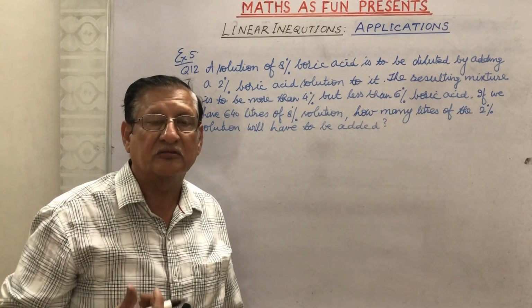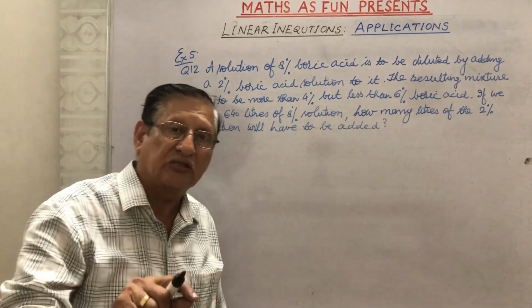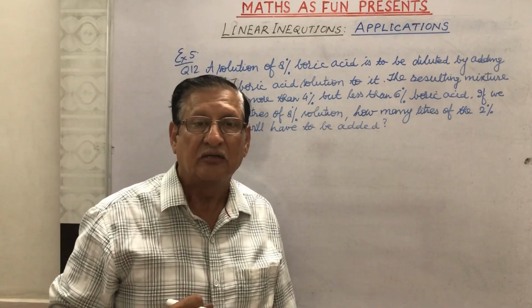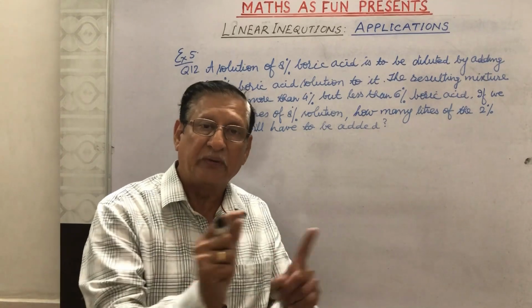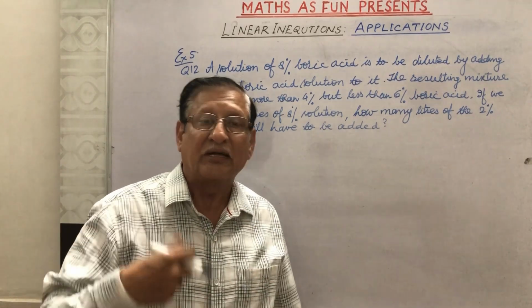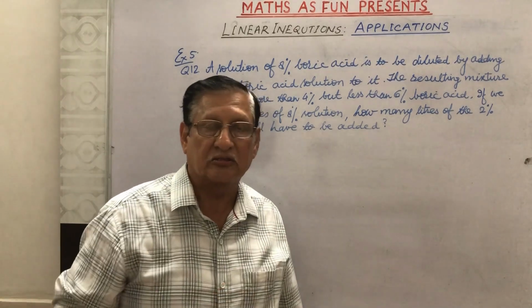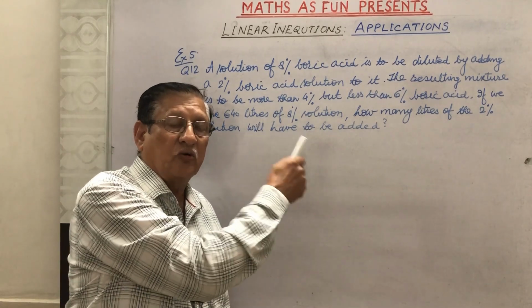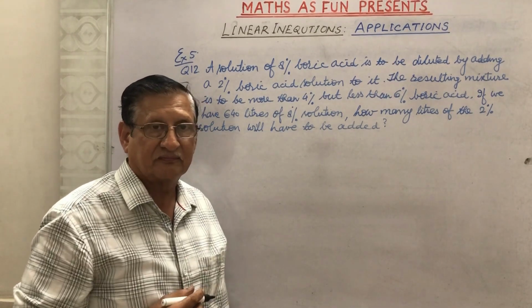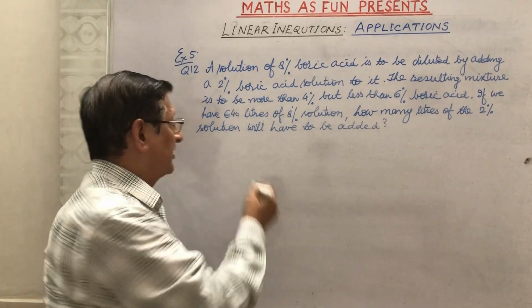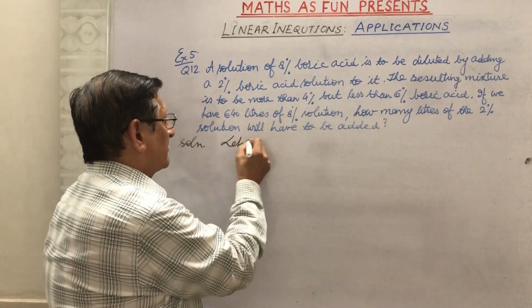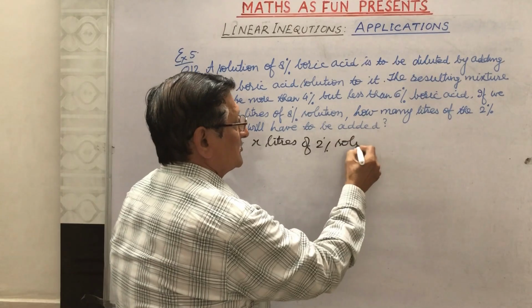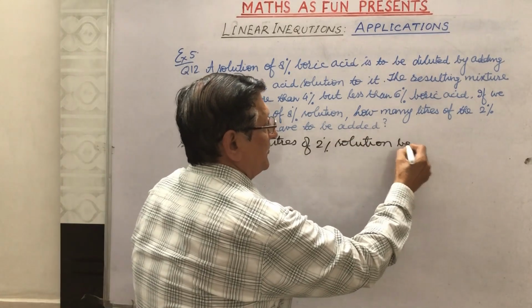What is the meaning of concentration and dilution that you know? If a concentrated solution is to be diluted, certainly we have to mix some of the dilute solution in that to make the mixture's concentration be between the two, that is the lowest and the highest concentration. So first we consider, let x liters of 2% solution be mixed.